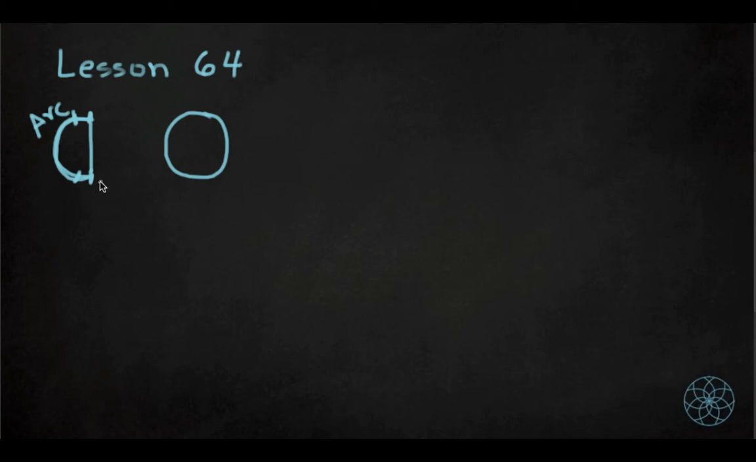Also, we still have a radius, right? From the middle to the edge is still called a radius. And from the top to the bottom, going through the middle of the circle, that's still called a diameter. So those are just some terms to keep in mind. But what we really want to focus on today is how we would find the perimeter of a semicircle and how we would find the area.